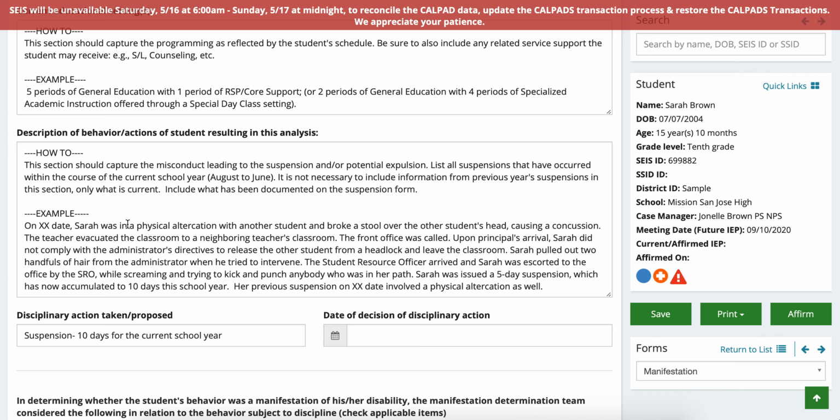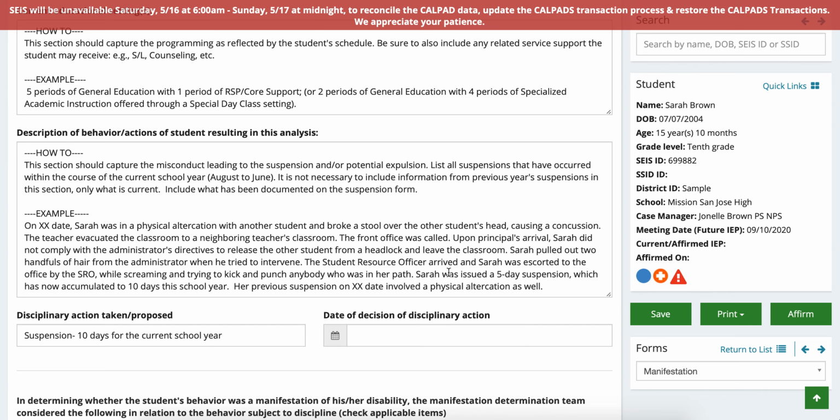The student resource officer, or SRO, arrived and Sarah was escorted to the office while screaming and trying to kick and punch anybody who was in her path. Sarah was issued a 5-day suspension, which has now accumulated to 10 days this school year. And her previous suspension on blank blank date involved a physical altercation as well.